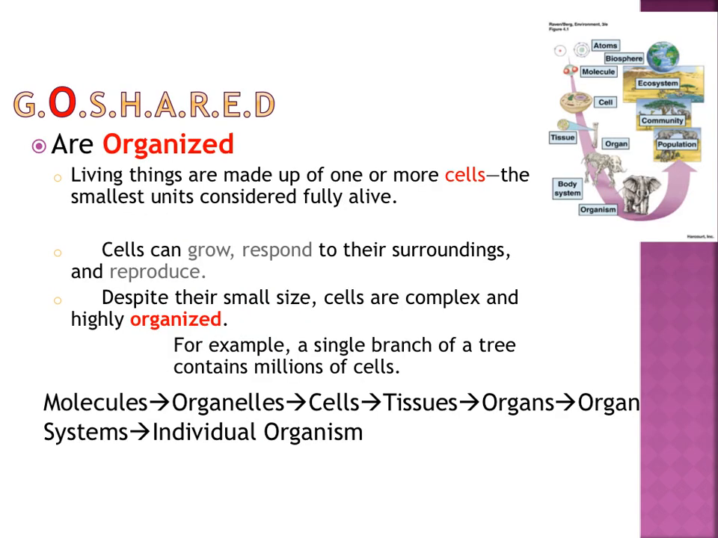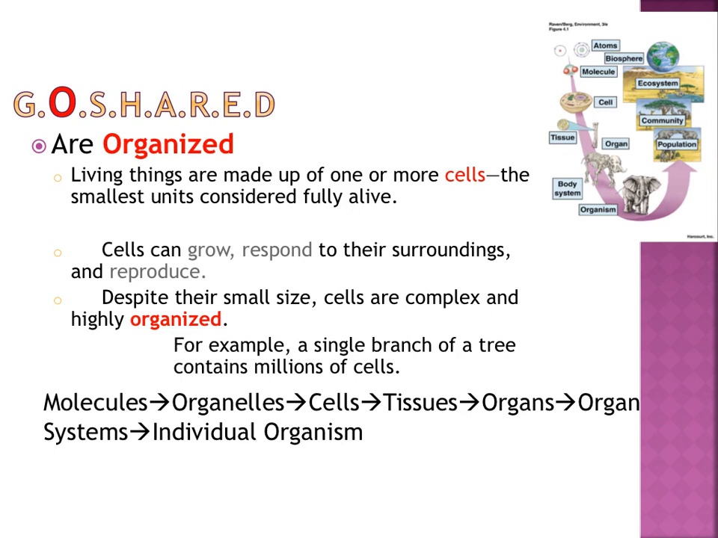The O stands for organized, so all living things are organized. More specifically, we're talking about the cells. So living things are made up of one or more cells. The smallest unit considered fully alive is a cell because within a cell, they have all 8 characteristics that all living things need to have.